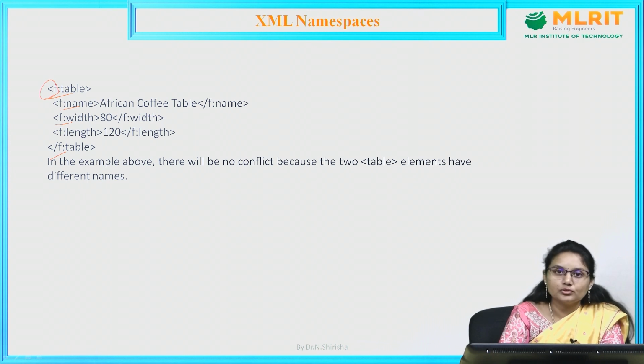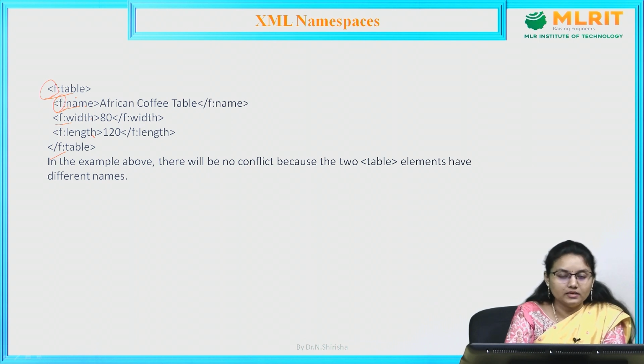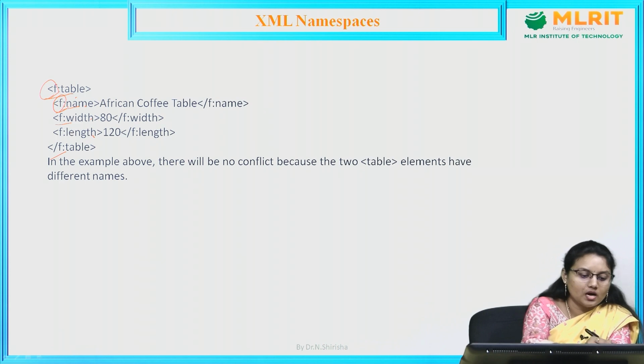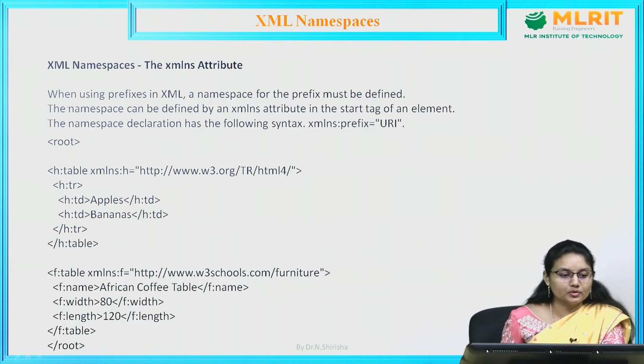And it has to follow all the child tags also. So the table is having name, width, length as child tags. So F is what? It is a prefix. You have to add it before the colon for every tag. Okay, this is how you write your naming prefix. So it avoids the conflict.